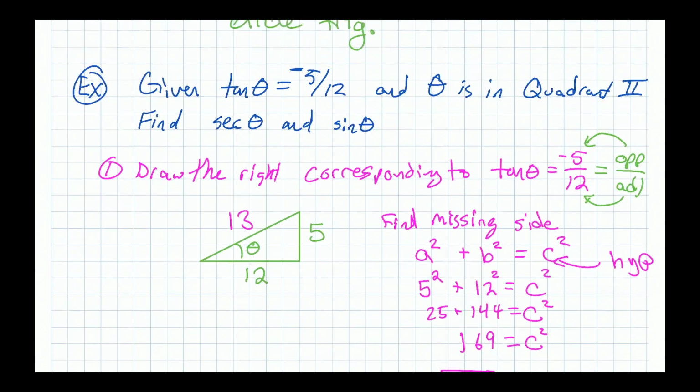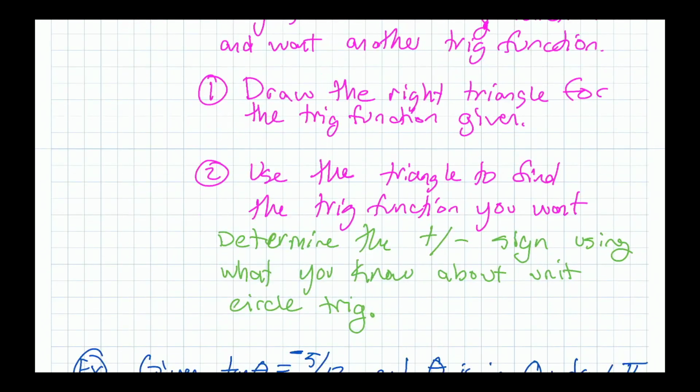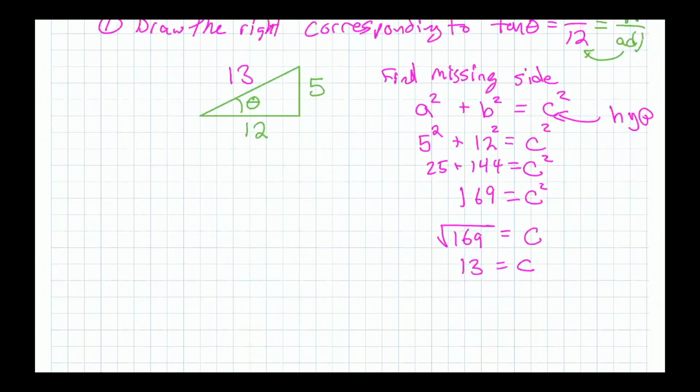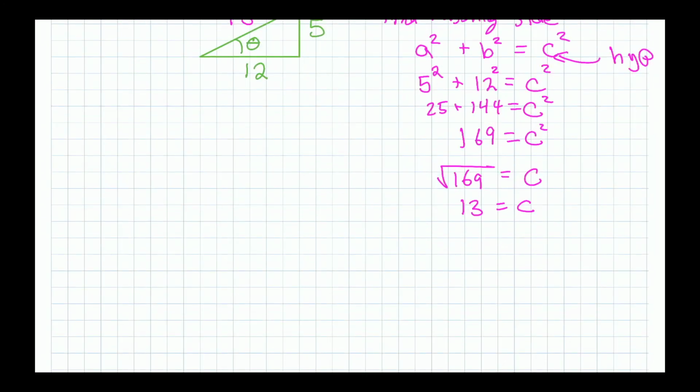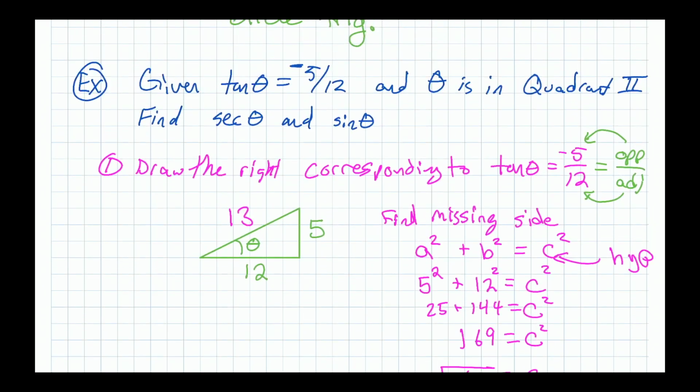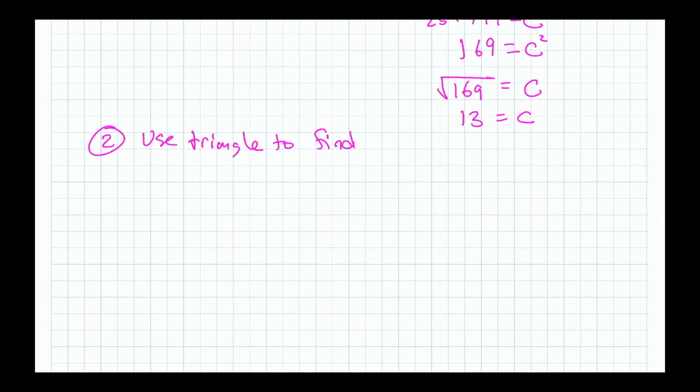Now let's move on to the second step. The second step is use the triangle to find out the trig function that you want. Now we're going to use the triangle to find, well, what are we looking for? Secant theta and sine theta. So we have secant theta, need a little bit of space, and we need sine theta. Leave a little bit of space. All right, so secant theta.